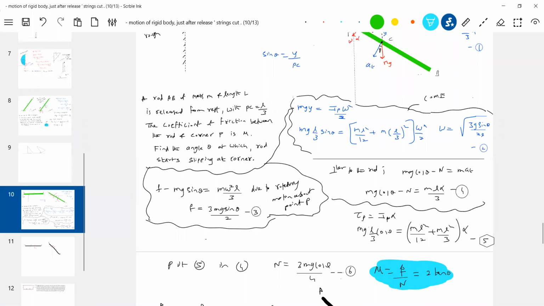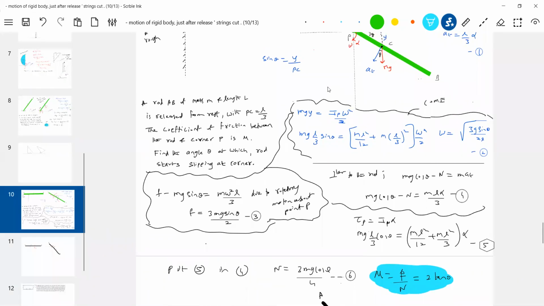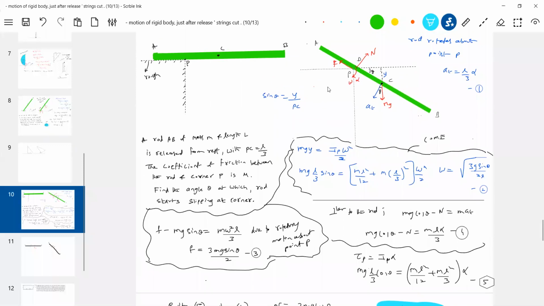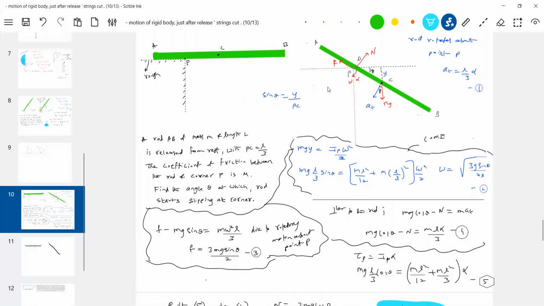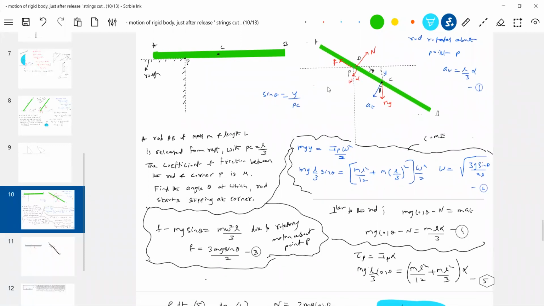Sir, why isn't there any centripetal force? That only I wrote here, centripetal force, m omega square L by 3. Okay, fine. So now what's happening here? The rod will rotate. Okay, sir, it will rotate. Why, after rotating to a certain angle theta, should it slip?